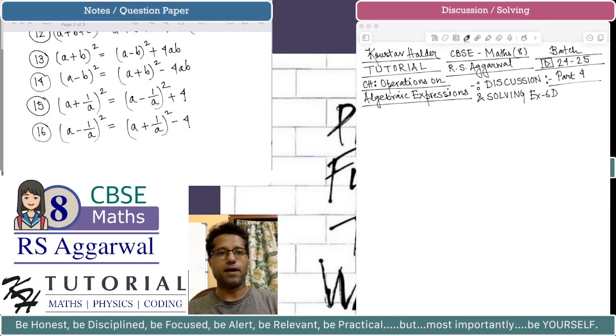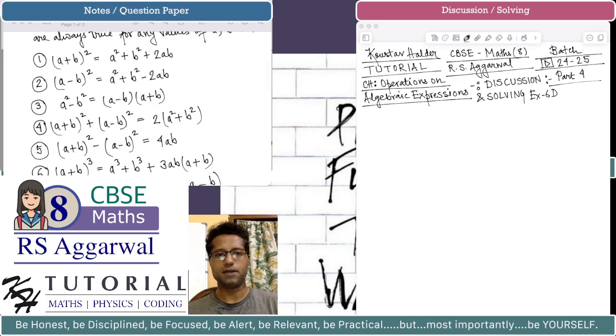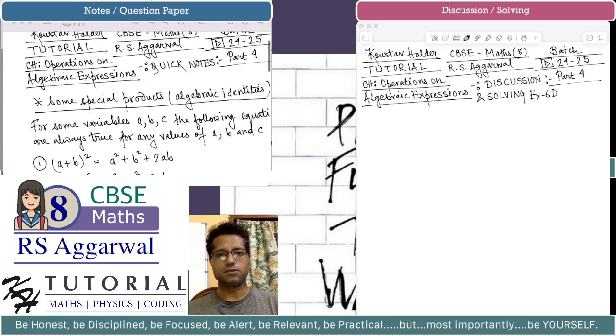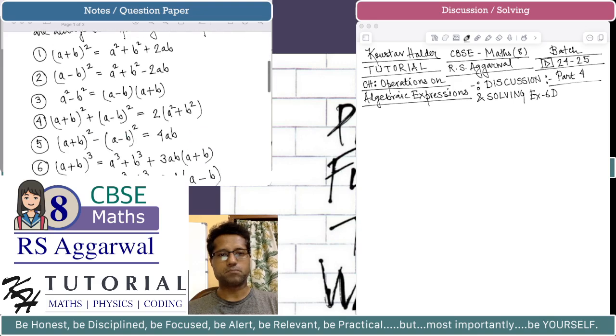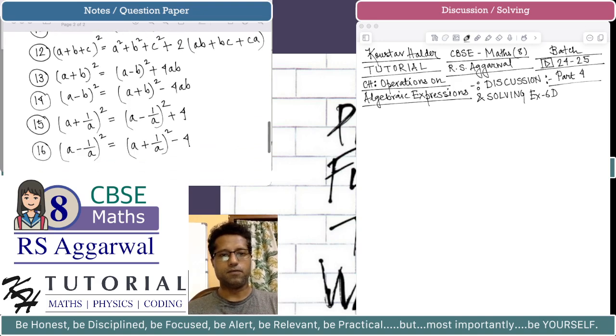Okay, so I have my quick notes, which are basically the listing of all the formulas or algebraic identities that you must remember. There are quite a few algebraic identities, which at first you might think are a huge list of identities. How can you remember them? But as and when you solve the problems and use them, I think you will get used to all the formulas and identities, and it will not be any problem.